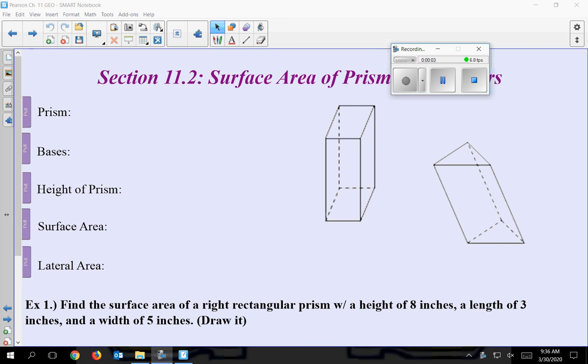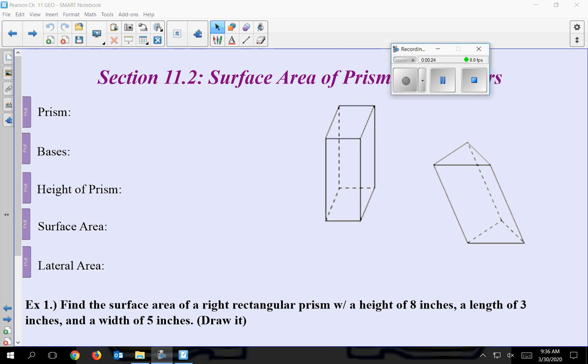Okay, everybody, this is section 2. It's finding the surface area of prisms and cylinders. Okay, so a prism is going to be a three-dimensional figure, typically made out of triangles and rectangles, or it could be a cube made out of squares. A cylinder is going to be like a can of soup.